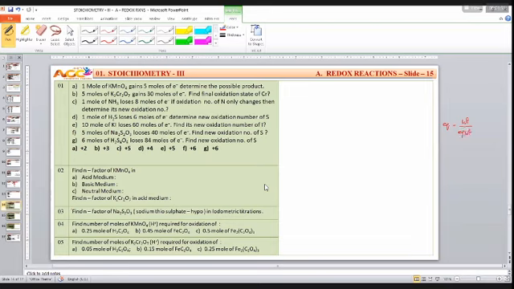Second one, equivalence is equal to number of moles into valency factor. Number 3, equivalence is equal to normality into volume in ml by 1000. Number 4, normality is equal to molarity into valency factor. If you know this much, you can do all the problems of today and tomorrow, all the discussions. Come on, let us come to question number 1.